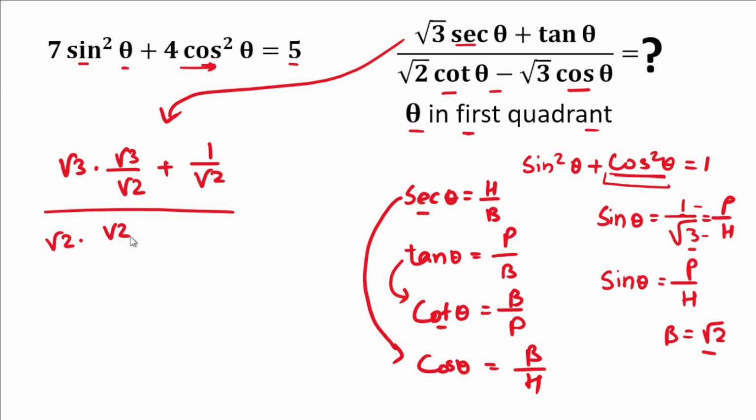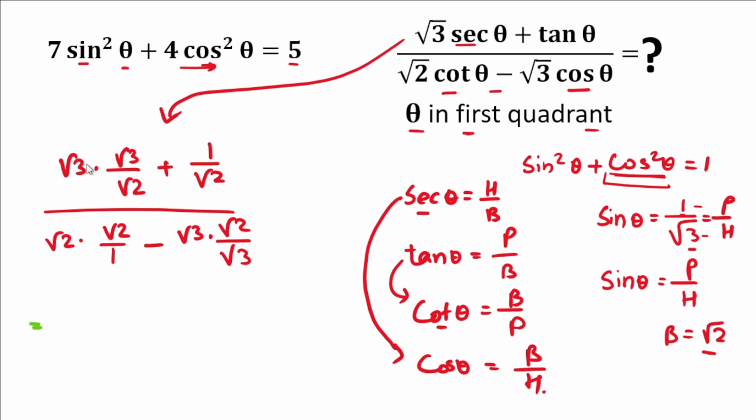So square root 2 divided by 1 minus, it is square root 3 cos theta, square root 3 multiplied by cos theta, and cos theta is base divided by hypotenuse. So base here is square root 2, so it is square root 2 divided by hypotenuse is square root 3. Square root 3. Now we'll simplify it.